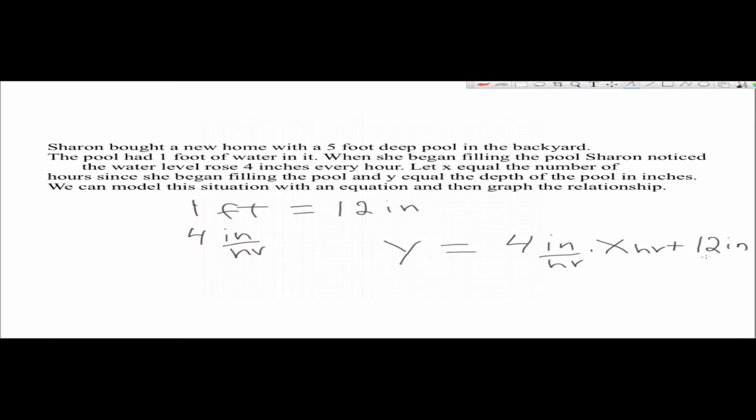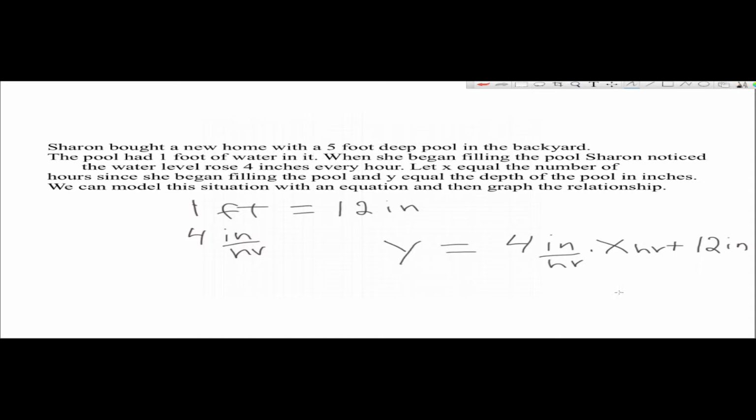Now, does this work out? When we started, when time was 0, she hadn't started filling the pool yet, how much water was in the pool? Well, 1 foot, or 12 inches, same thing. So when X is 0, 0 times 4 is 0, we're left with 12. So we've got now an expression, an equation, that describes the behavior.